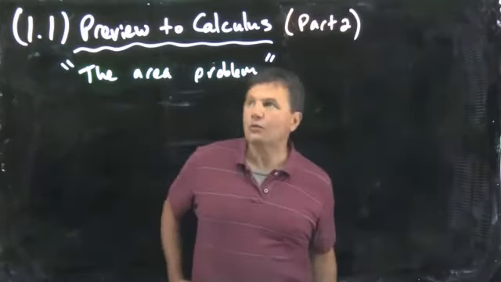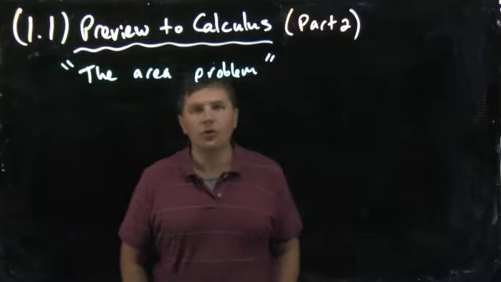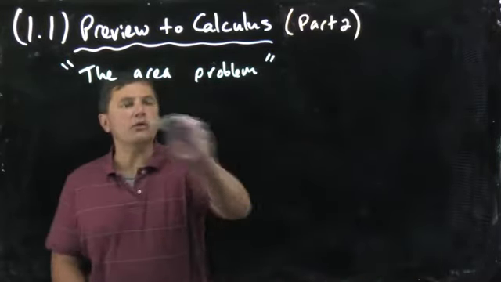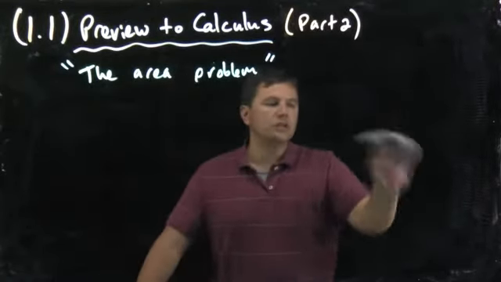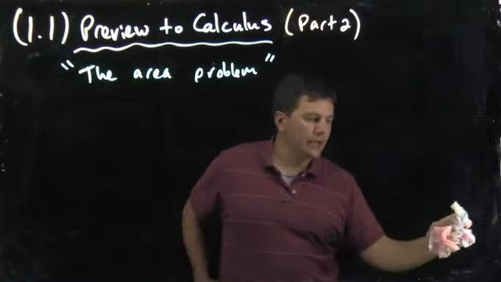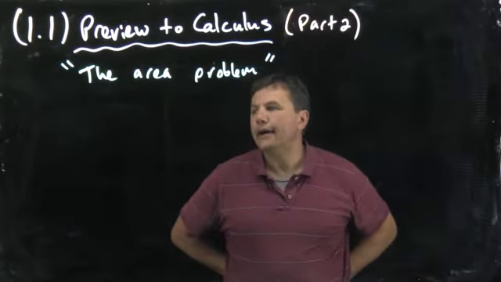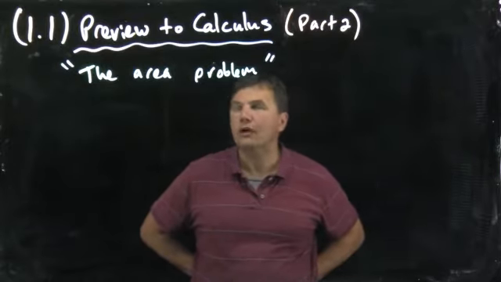We're going to continue on with our discussion of 1.1 Preview 2 Calculus, so call this Part 2, and we're going to talk about the area problem. So in the other video, we talked about the tangent line problem and how we can't find the exact tangent line yet, but we can approximate it. We're going to have a similar thing with the area problem.